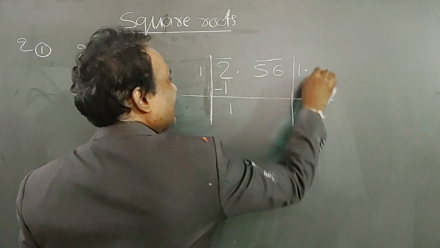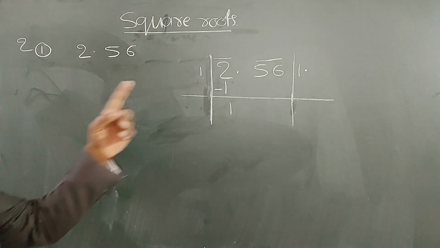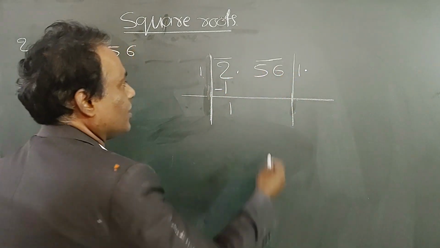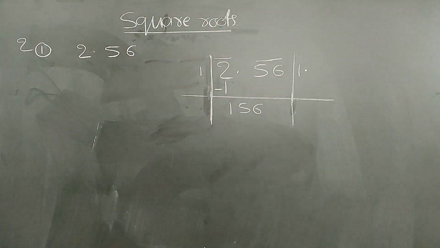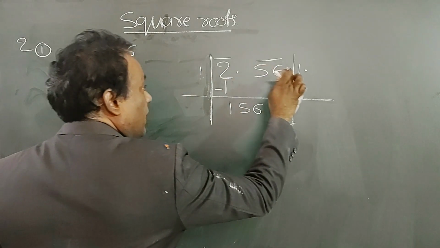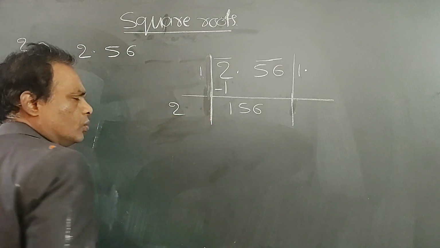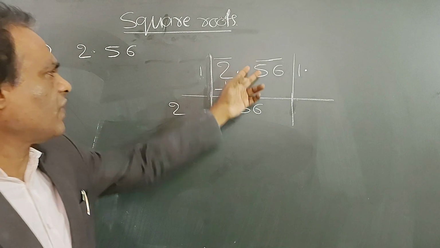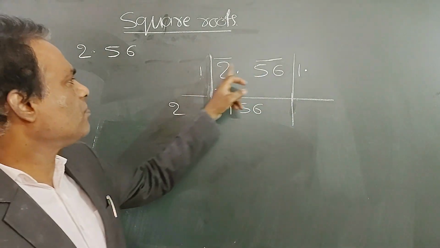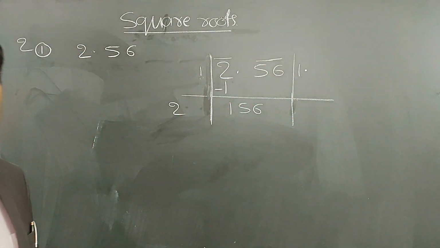Put the decimal here, and take this pair. Next, 1 plus 1 is 2, as usual. No confusion with the decimal because the decimal is kept, now only 5, 6. So it is 156. 1 plus 1 is 2.